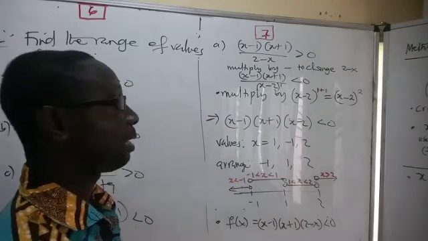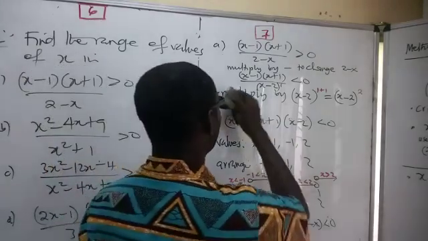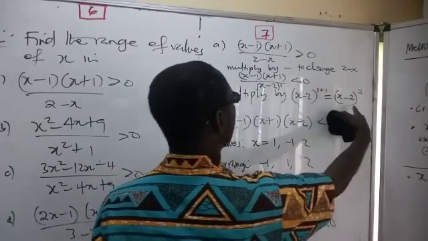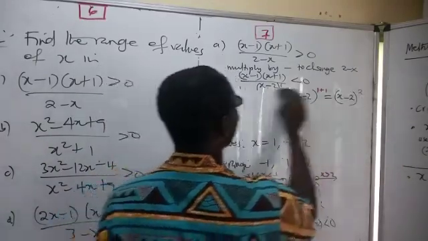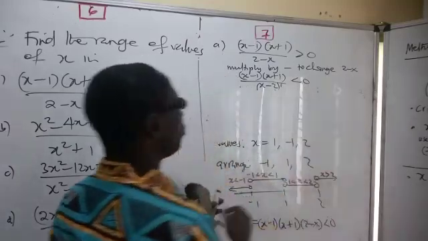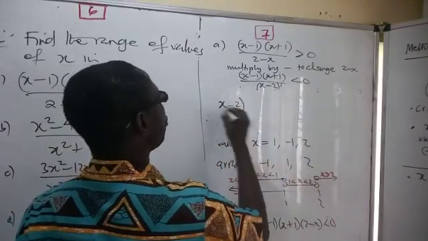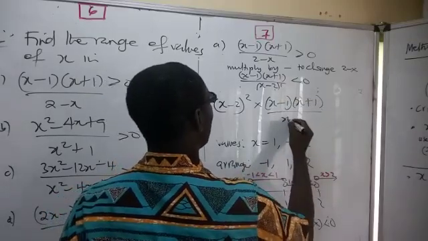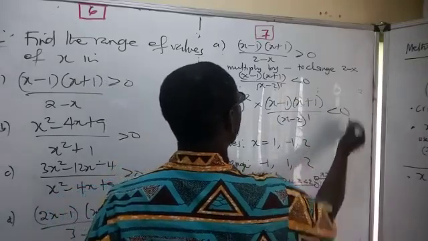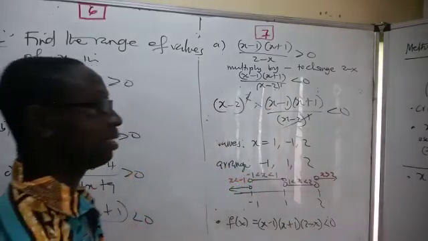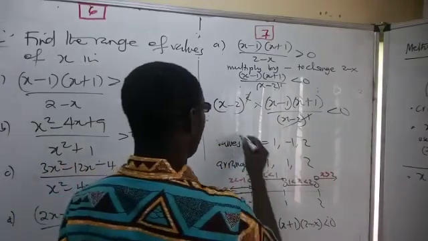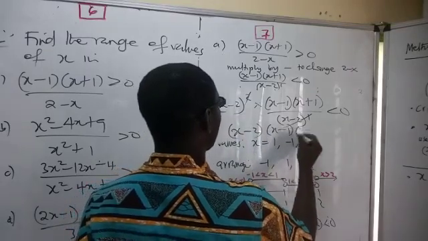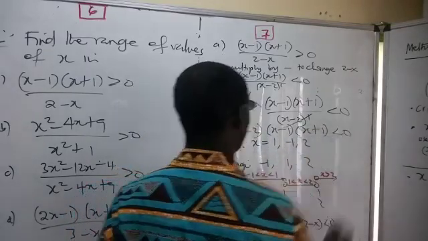I hope you get that portion clear. By that, I mean that if you multiply by x minus 2 squared, this is going to cancel this. So you're going to have something like this: x minus 2 squared times x minus 1, x plus 1, over x minus 2 to the power 1. Then this will cancel one of this. If it cancels, you'll be left with x minus 2, x minus 1, x plus 1 is less than 0.